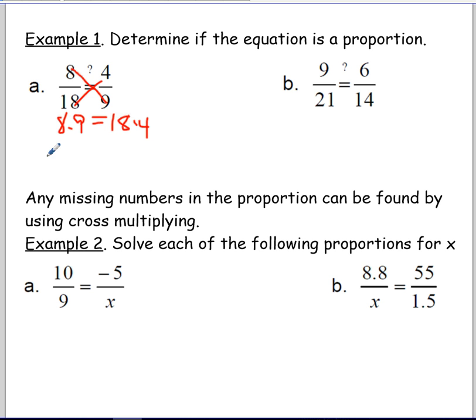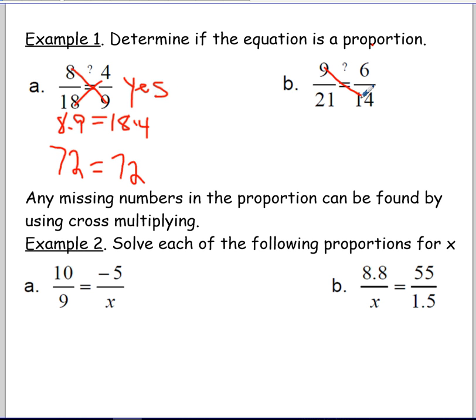And 8 times 9 is 72. 18 times 4 is 72 as well. So yes, this is a true proportion. Let's check the next one.